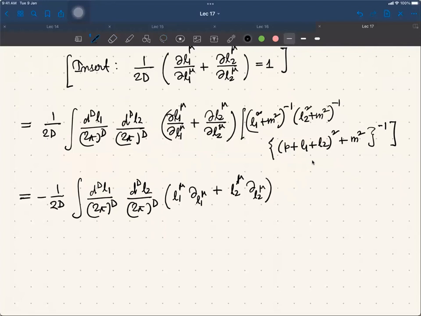So I'm writing after integration by parts, throwing away the surface term. I'm writing whatever we are left with. As I argued before, the surface term will go to 0 within the same region of convergence of the original integral.